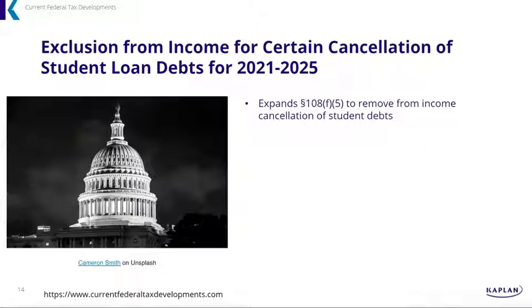But it expands Section 108(f)(5) to remove from income cancellation of most student debts. And it's a really broad range of loans you can read in the law. There's a lot of things covered. It's going to cover most student loans. The kind of federally guaranteed student loans will be covered under this program.